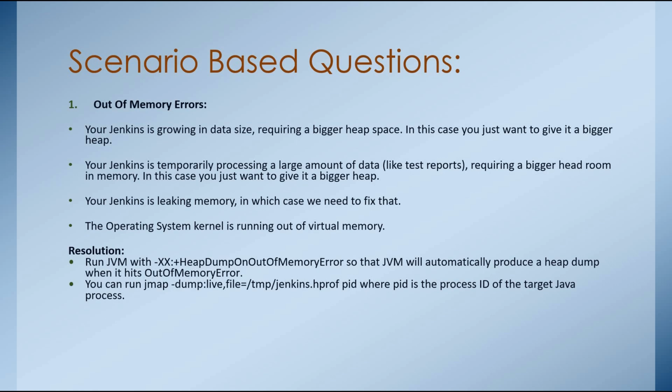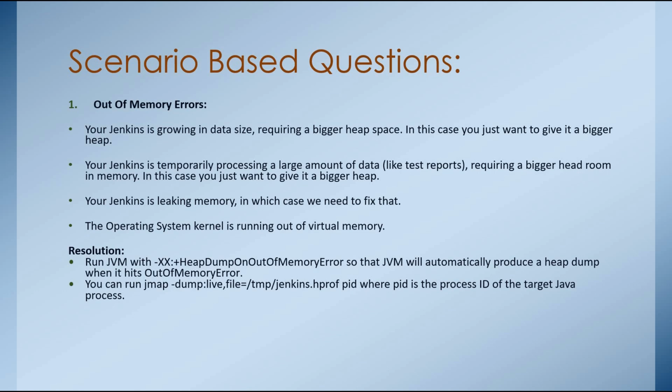The OS kernel is running out of working memory. If you get an out of memory error, this can be the main root cause. It can be because your heap size is growing day by day. It can be because you are processing a large amount of data, suppose a job which is processing the test reports of your latest build, latest commit, latest deployment, requiring a bigger headroom, or Jenkins leaking some memory, or the OS kernel is running out of memory. These four can be the root cause if you are getting an out of memory error.